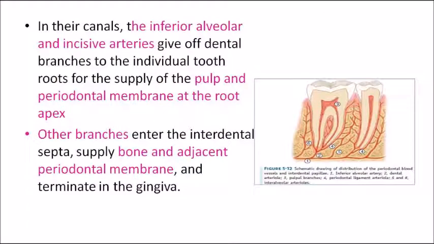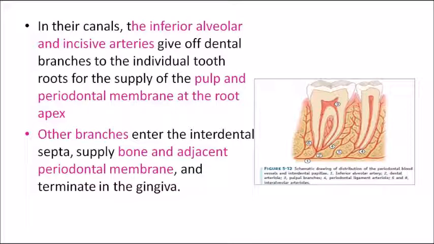So we have seen that it is the inferior alveolar and the incisive artery which supply the teeth. The inferior alveolar artery within the canal supplies the premolars and molars, whereas the incisive artery supplies the anterior teeth. In fact, these arteries give off dental branches to supply the pulp and the periodontal membrane at the root apex. Apart from these dental branches, these arteries also give other branches which enter the interdental septa and supply the periodontal membrane and the bone, and finally terminate in the gingiva.